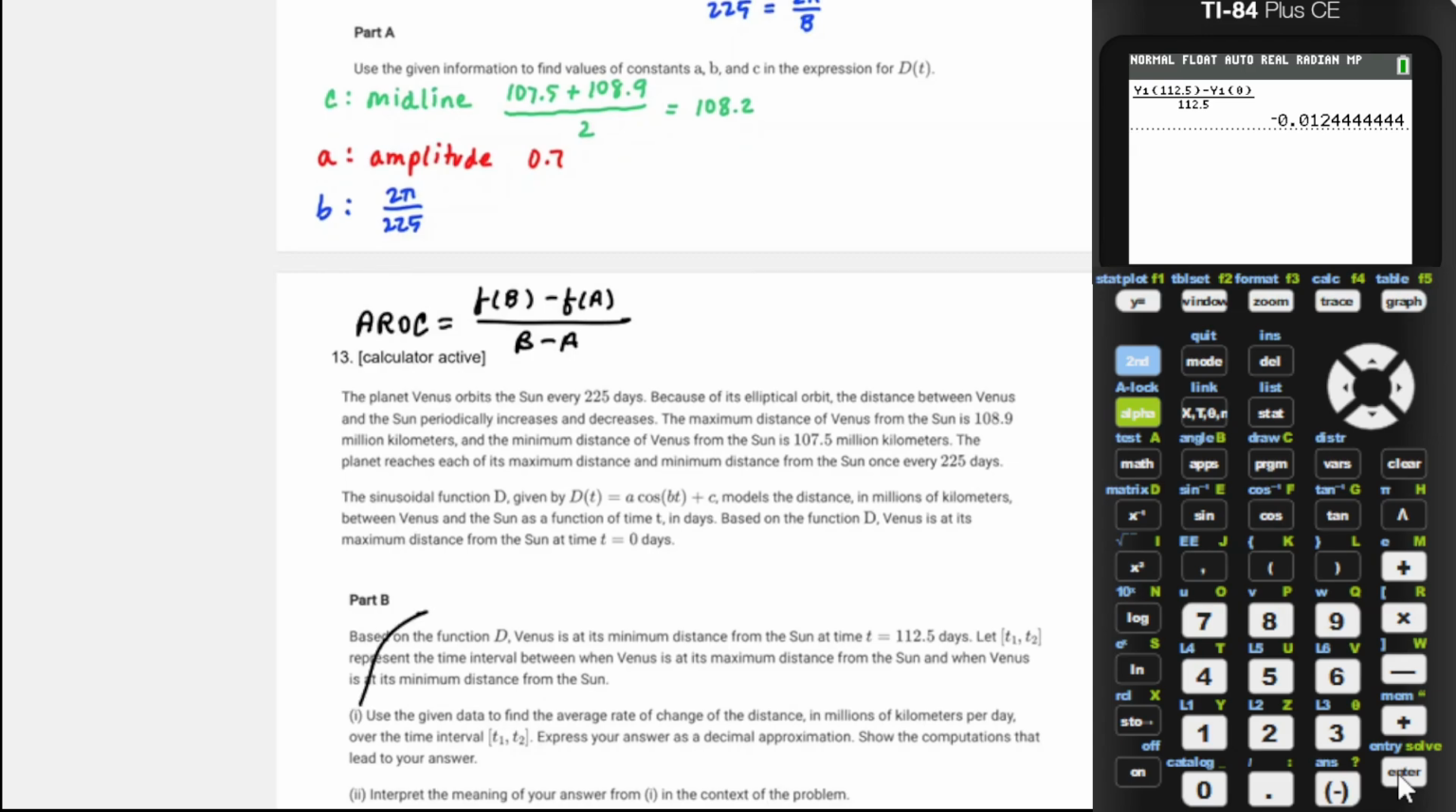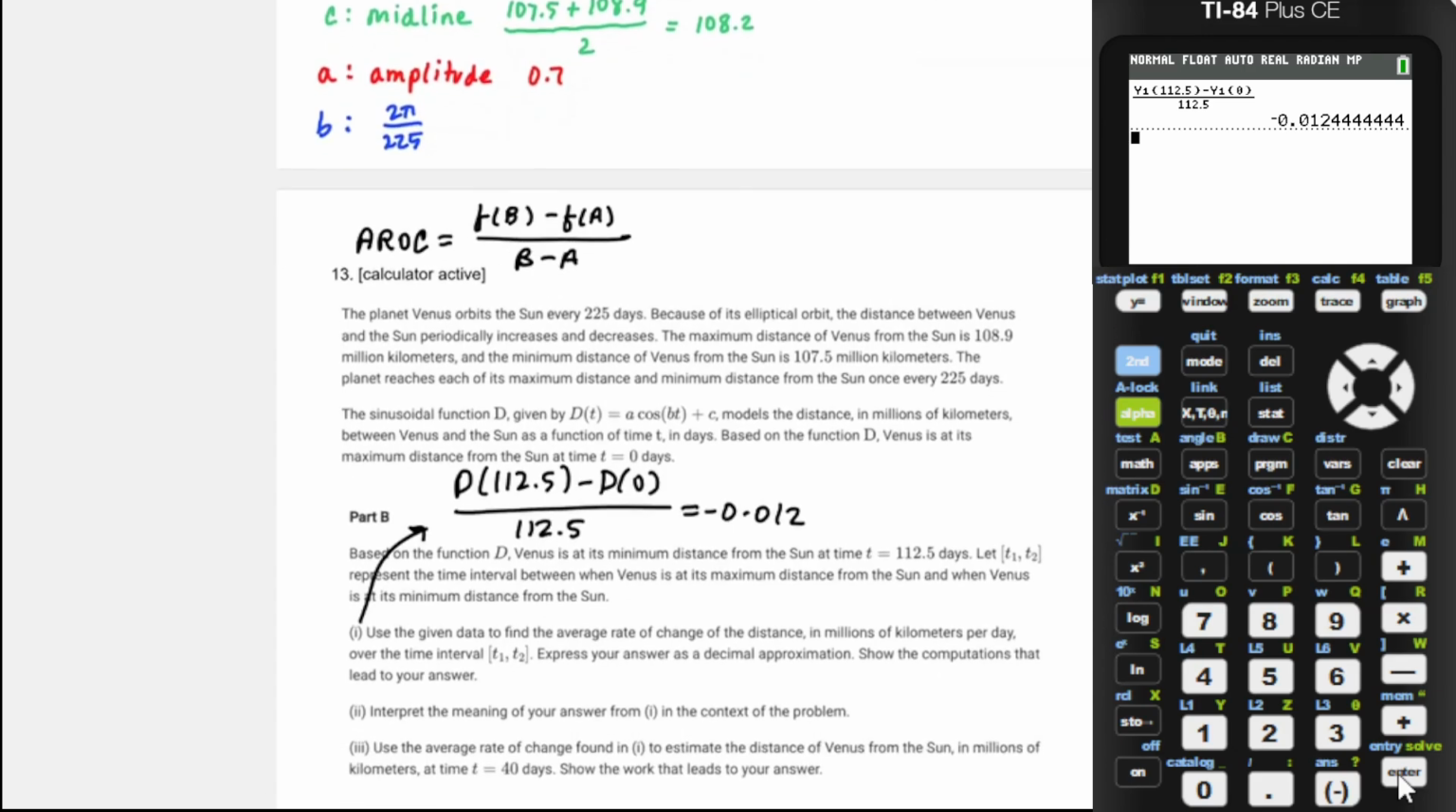Okay, for part 1, I'm going to say, all right, d of 112.5 minus d of 0 divided by 112.5 equals negative 0.012, always 3 decimals in this class. And yeah, it already gave me the unit, so I don't need to worry about that.